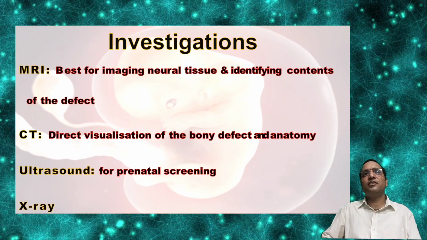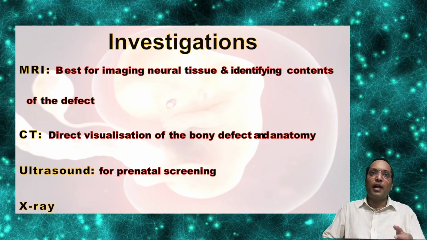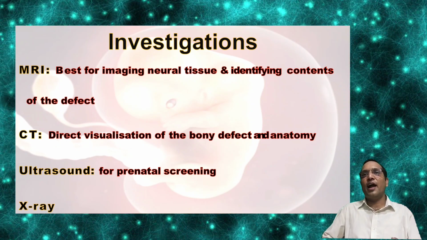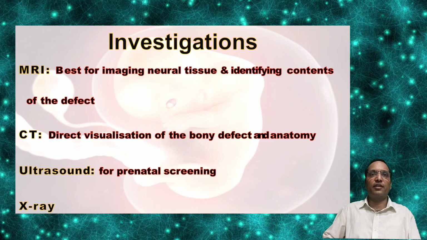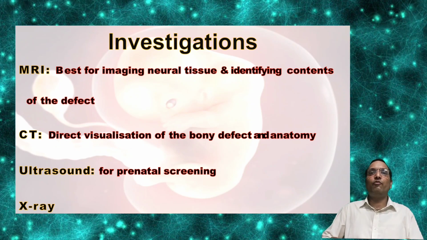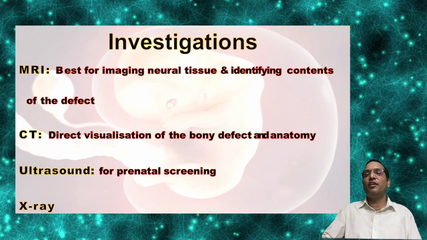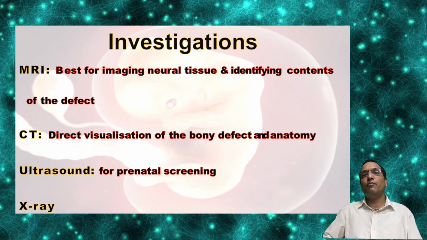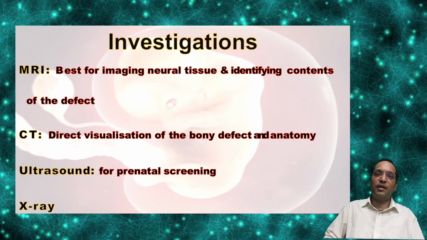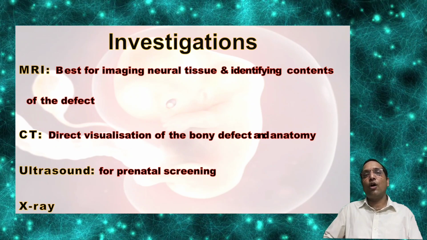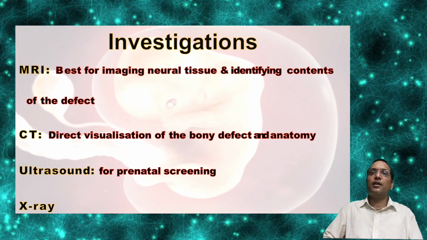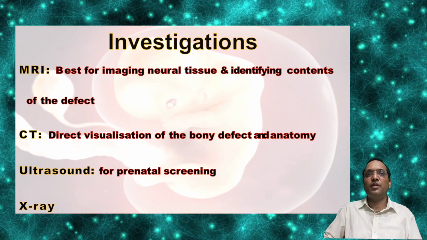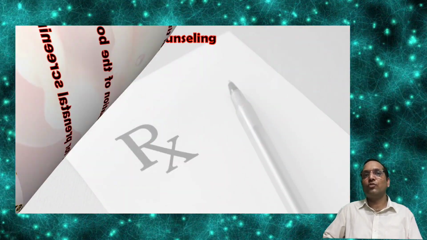Investigations can be done. MRI is the best for imaging neural tissue and identifying the content of the defect. CT scan may be done for direct visualization of the bony or anatomical defect. Ultrasound may also be done for prenatal screening, and is useful for early diagnosis of hydrocephalus or brainstem lesions. X-rays are also beneficial.